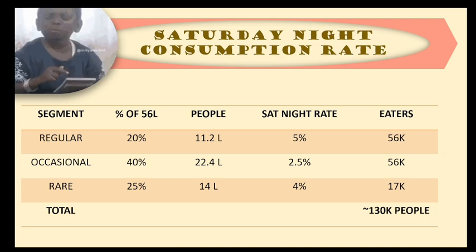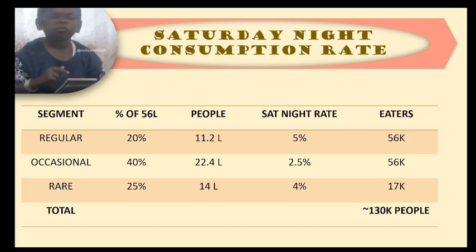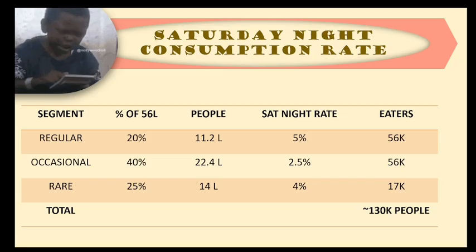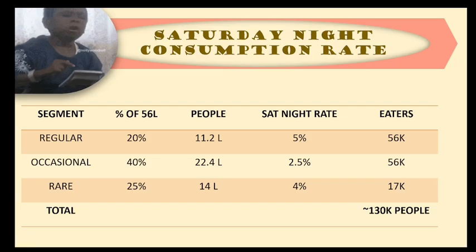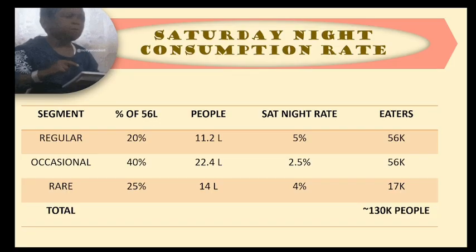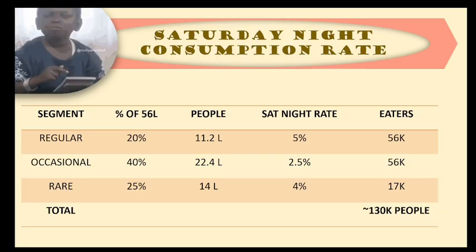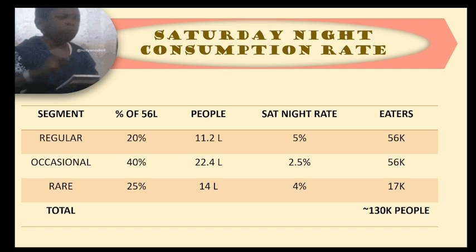We are not gonna just assign random rates to random segments. So for regular segments, which we assume consume pizza once every week and represent 20% of 56 lakh, that is 11.2 lakh. Now among these 11.2 lakh, I'm assuming 40% of this population consumes pizza on a typical weekend, that is Saturday and Sunday.